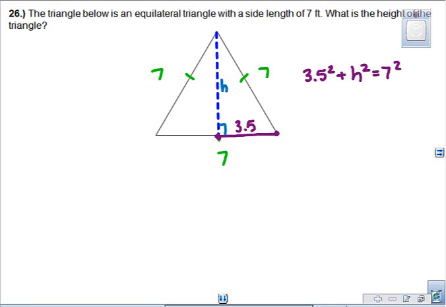Now, the other way, if you remember that an equilateral is all 60-degree angles, and we cut this in half, this creates a 30-degree. So you have a 30, 60, 90 triangle here, and you could use your 30, 60, 90 chart. Or, knowing either of the acute angles, you could use trig, sine, cosine, or tangent. Any of those 3 options would work. Pythagorean theorem, special right triangles, or trig. Either way that you solve it, you should end up with 6.06 feet.